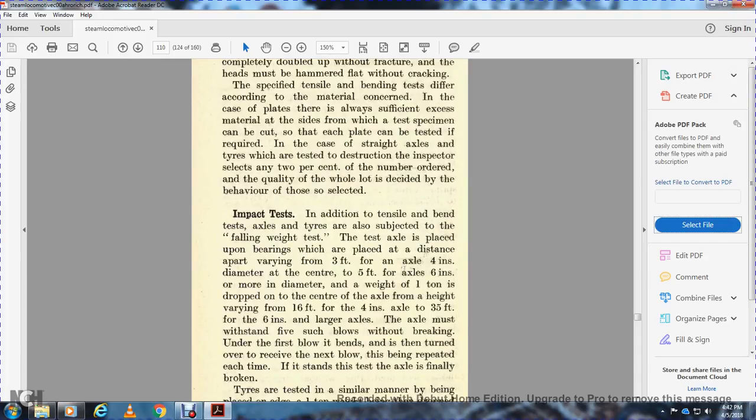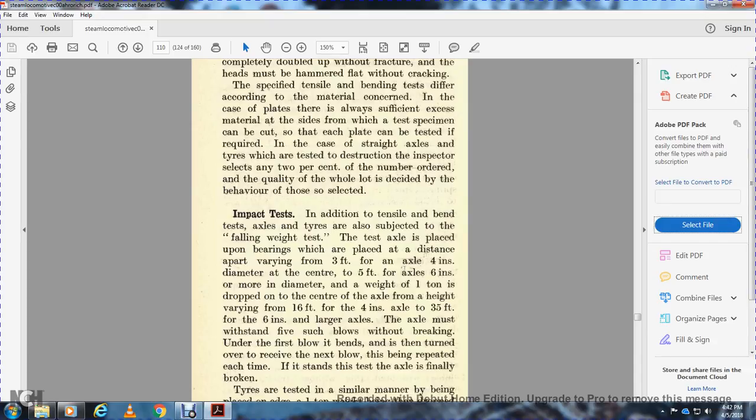Alright, the impact test. In addition to the tensile and bending tests, the axle and tires are rejected if they fail the following weight test. For the test axle, the plate for the bearings is placed a distance apart of 3 feet for an axle 4 inches in diameter, to 5 feet for an axle 6 inches or more in diameter, with a weight of 1 ton dropped from a height of 16 feet for the 4 inch axle, up to 35 feet for the 6 inch and larger axle.